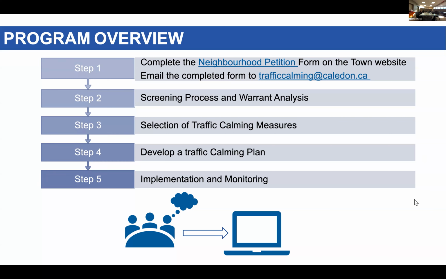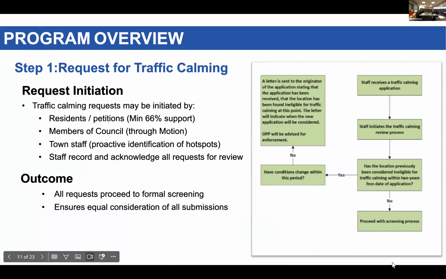I want to make a note over here that for broader traffic calming measures such as speed humps, there is a requirement for 66% of affected residents to agree on that plan prior to the implementation. Next slide, please.